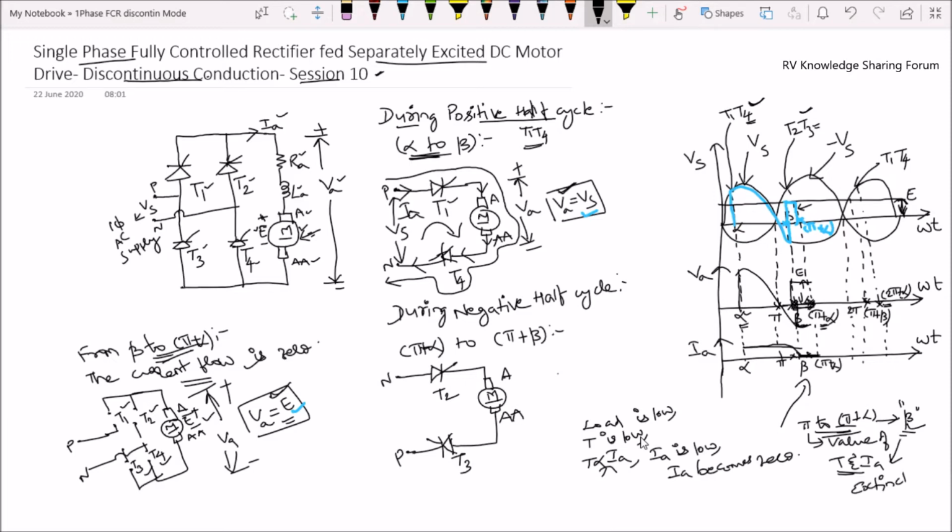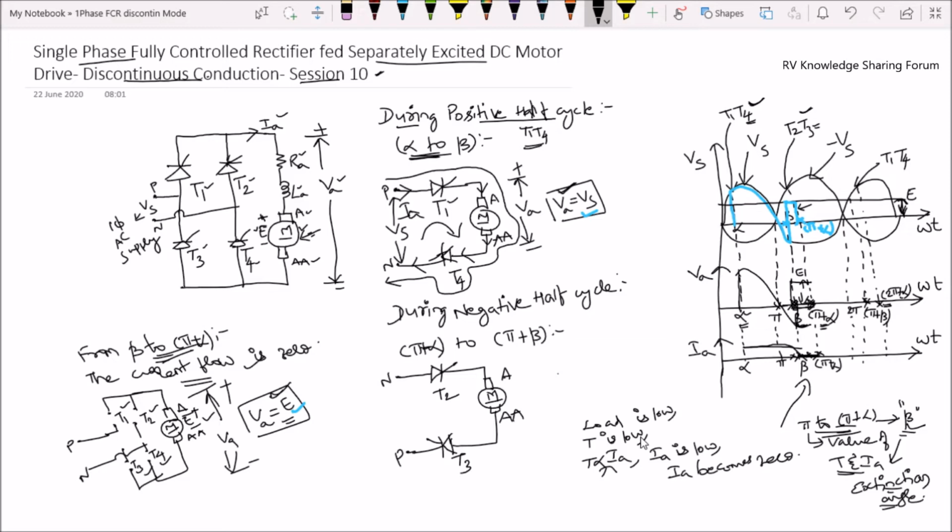Extinction angle. Okay, so there is a discontinuity of current from beta to pi plus alpha. Hence, it is known as discontinuous conduction mode of operation. That means the current becomes 0 before the next pair of thyristors starts conducting.